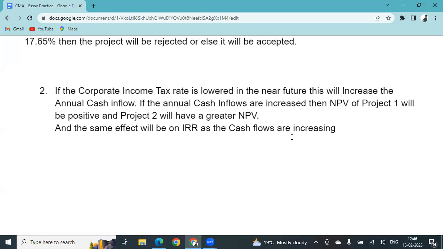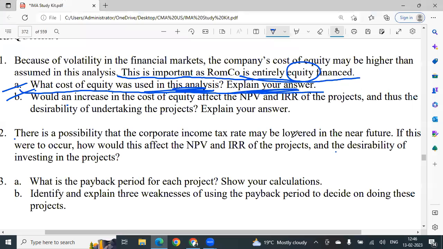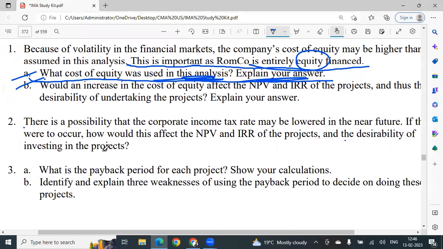So the desirability of the project will be more, because see, income tax rate is lowered, automatically your cash inflow will be increased. Now, when the cash inflows are increased, much better for the organizations for this approval. So it makes both the projects desirable. This option is also fine. This answer is also done.